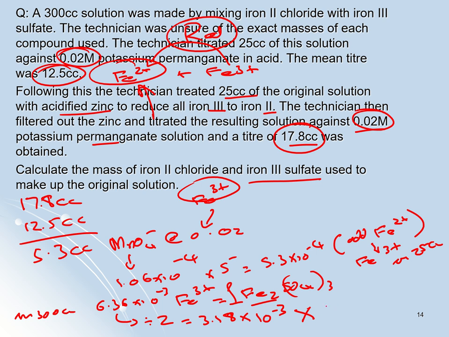I need to multiply that by the RFM of the iron 3 sulfate. That is 400. And that gives me an answer of 1.272 grams. So that's how much iron 3 sulfate was in the original mixture, and the previous one was how much iron 2 chloride was in the previous mixture.